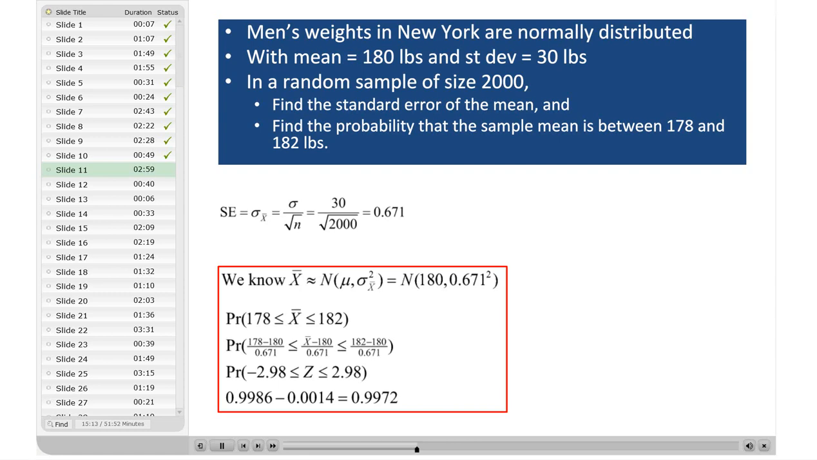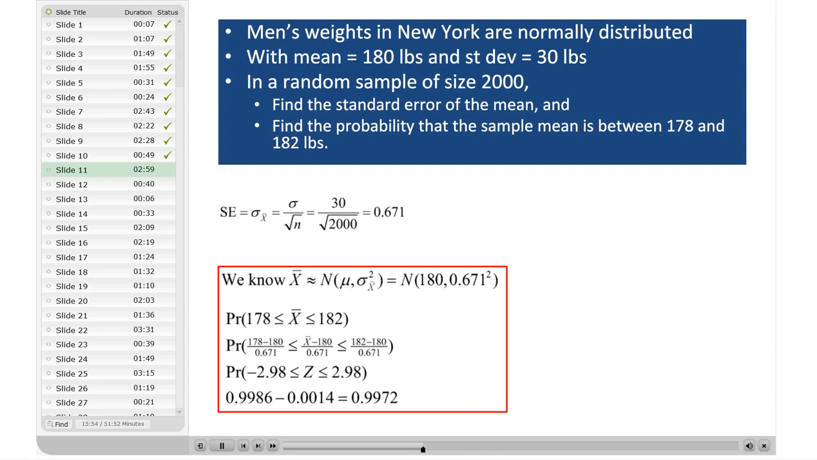So we're going to take each thing in that inequality, we're going to subtract the mean, which is 180, and we're going to divide by the standard deviation. But we're dividing by the standard deviation of x bar because we're calculating a probability that involves x bar. So we're going to use 0.671, not 30. So we go ahead and do that. And we can calculate these two fractions on the ends, and we get negative 2.98 and we get positive 2.98. As we saw before, when we do this to the random variable, it's going to turn into a standard normal random variable z. So we're basically calculating the area between negative 2.98 and 2.98 under the standard normal curve.